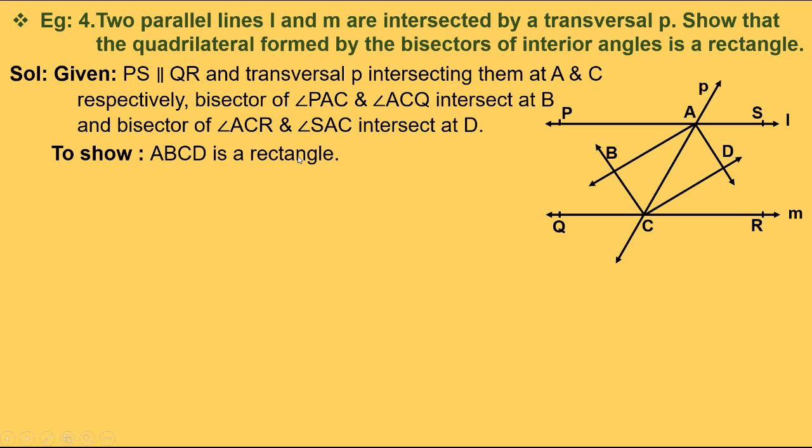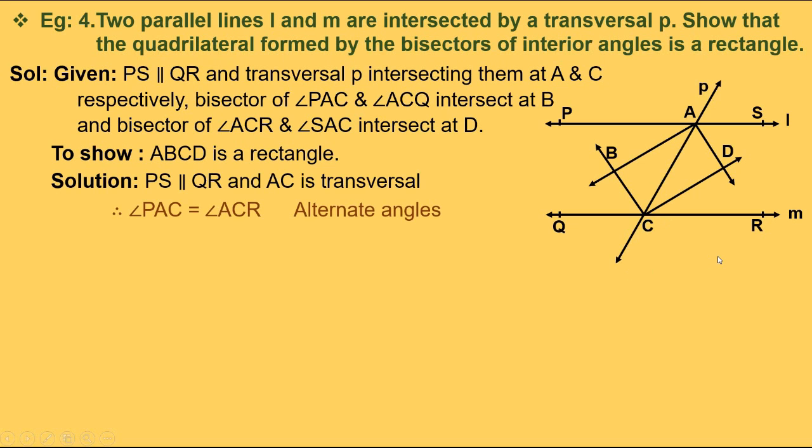So to show that ABCD is a rectangle, we have to show that ABCD is a parallelogram in which one of the angles is 90 degrees. And to show that ABCD is a parallelogram, we have to show that opposite sides are parallel. So first we'll show that opposite sides are parallel. Solution: PS is parallel to QR and AC is the transversal. Therefore, angle PAC is equal to angle ACR.